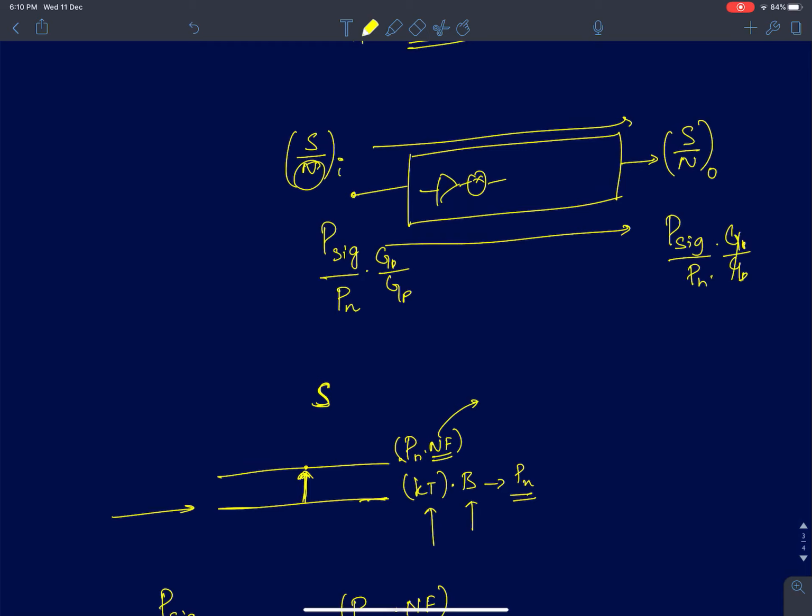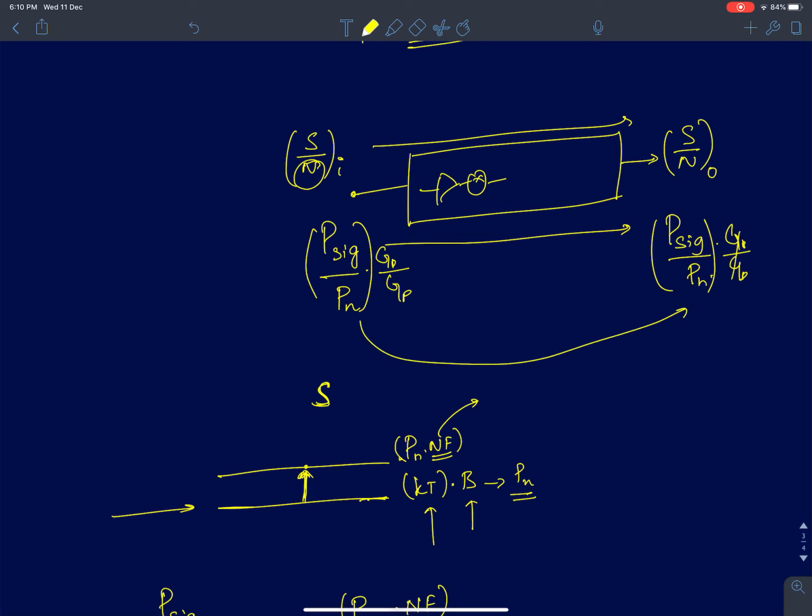So the ratio of signal to noise ratio at the output will be the same as the signal to noise ratio at the input. So if there was no noise in the receiver, the signal to noise ratio at the input and output will be the same. Noise figure will be 1 or 0 dB. Noise figure in dB, when you express it, is going to be 0 dB. Normal value, it's going to be just 1.